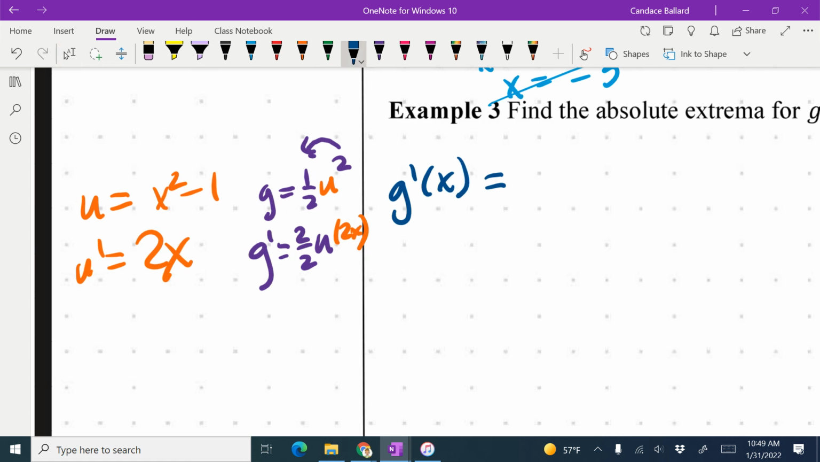All right, so I'm going to go back and fill in my original here. So g prime is actually, I probably shouldn't have used g. I should have probably used an f there. Sorry about that. All right, so I'm going to keep this 2x. I'm going to throw it in front, and then I'm going to put my u in. My u is the x squared minus 1.